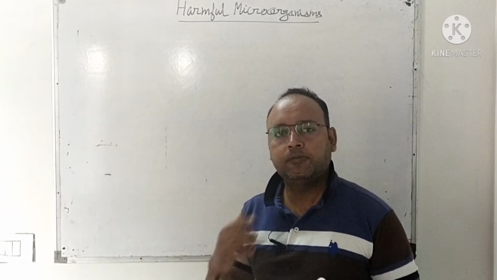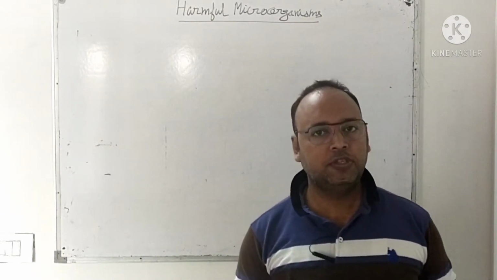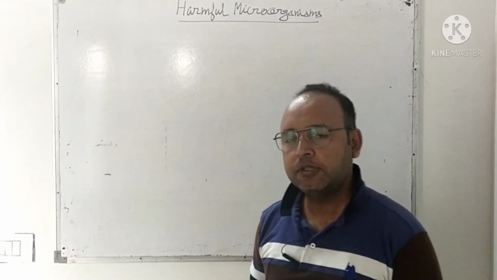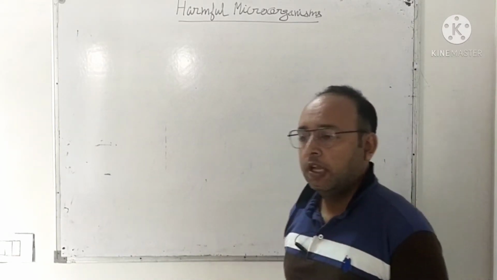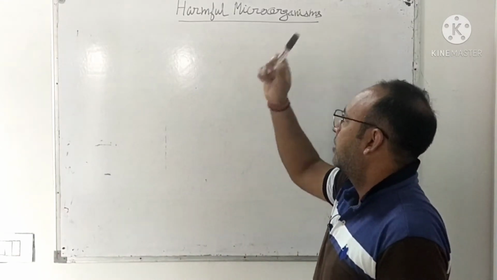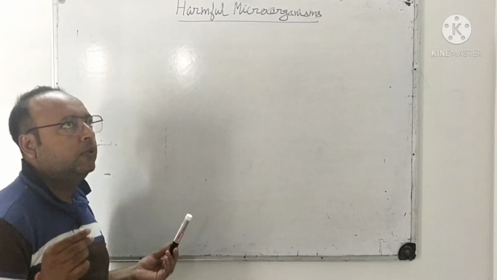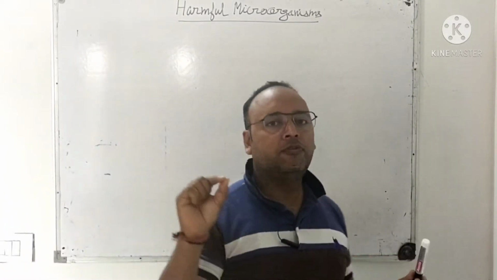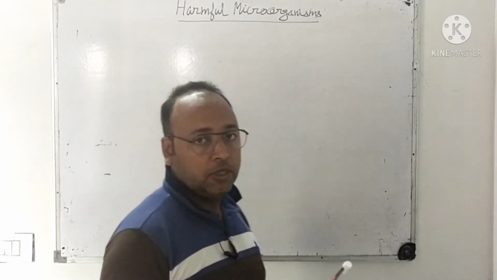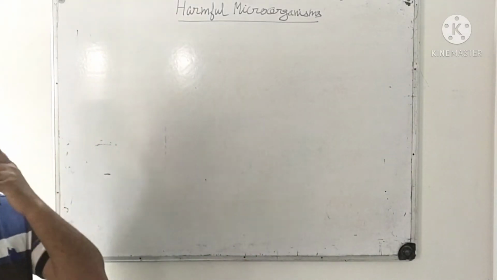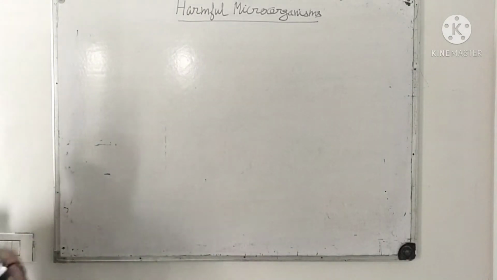Lecture 3 for chapter 2 for class 8, that is microorganisms. In the first lecture we discussed types of microorganisms. In the second we discussed the useful microorganisms, and today we are going to discuss harmful microorganisms. So we know that microorganisms are friend and foe. They are friendly, but they are harmful also. So today we are going to discuss their harmful effects one by one.